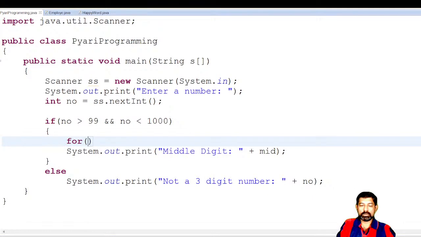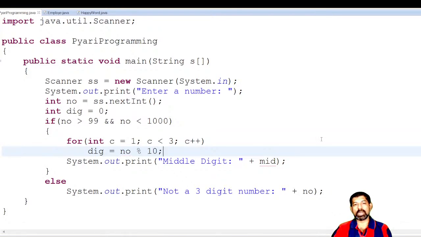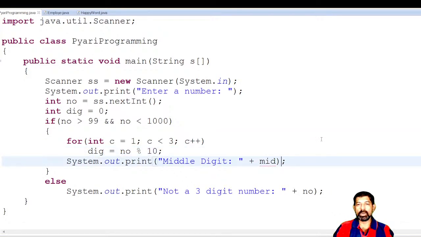For int c is equal to, आपने क्या लिखा है, c is equal to, आप 1 से स्टार्ट कर रहे हो, then c is less than 3, मतलब 2 बार जाएगा, c प्लस प्लस. नाउ आई एम सेइंग बाहर में लेना है अभी हमको, int dig is equal to initial is 0. Now here I am saying dig is equal to no modulo 10. तो पहले यूनिट डिजिट लेके आएगा, फिर नेक्स्ट टाइम 10th डिजिट लेके आएगा. आप मिडिल के बदले आप dig डाल दो.